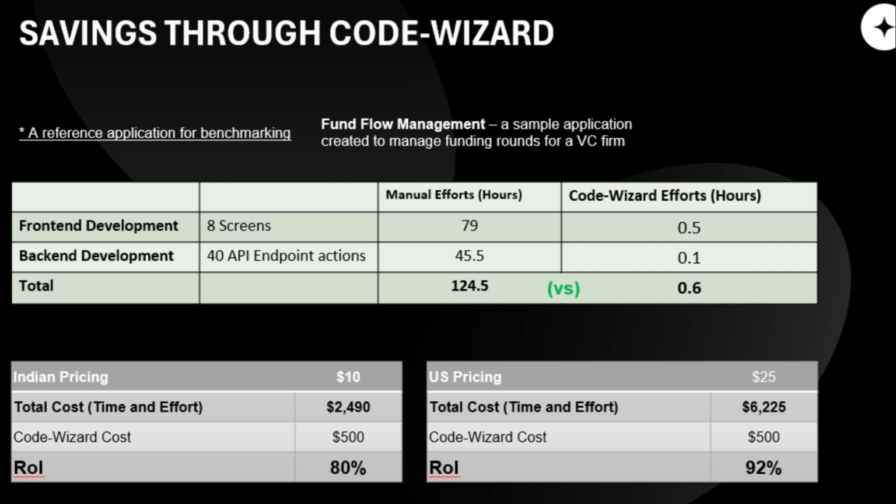If you look at it in Indian pricing with $10 an hour, it would cost you $2,490, whereas with Code Wizard, it would cost you only $500, giving you an ROI of 80%. Similarly, with the US pricing of $25 an hour, this would cost you around $6,000. Again, the same with Code Wizard, just $500, giving you a greater ROI of 92%.